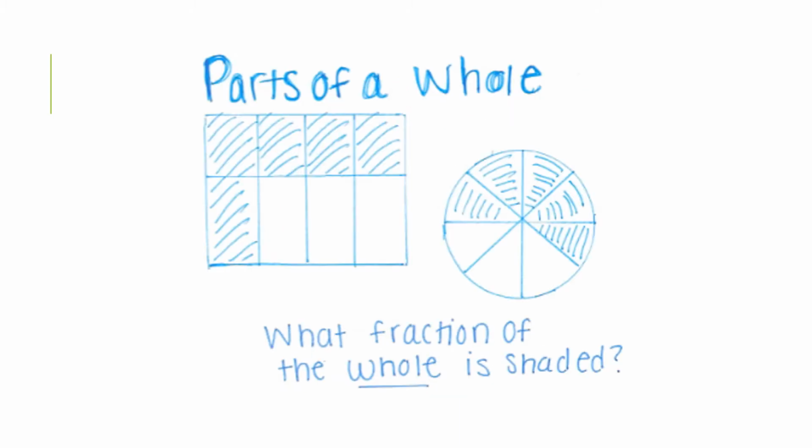Next, a fraction can be represented as parts of a whole. Here we have a circle and a rectangle. These are wholes. What fraction of the whole is shaded? 5/8 of the whole. 5 pieces of the 8 total are shaded.